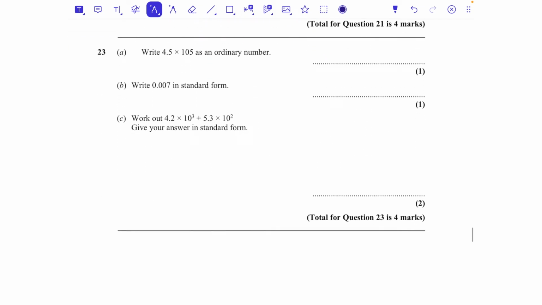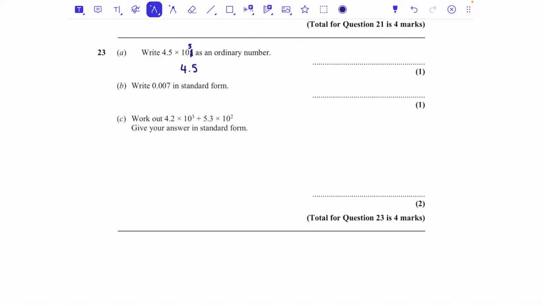Okay, question number 23, and we've got standard form. 4.5 times 10 to the power of 5 as an ordinary number. Okay, so when we times by 10 to the power of 5, we're timesing by 10, timesing by 10, timesing by 10, timesing by 10, timesing by 10. 5 times, okay? So 4.5 would become 45, then 450, then 4,500.